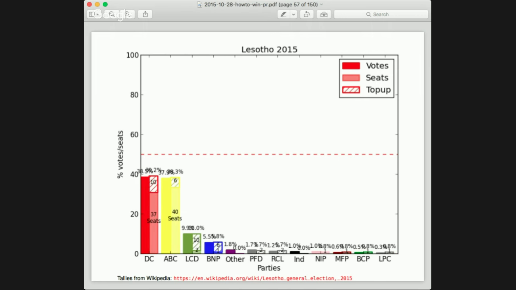Similarly, in 2015, they had another election, and you can see that it's a very similar story in the sense that now it's much more proportional, but more important for Lesotho, there's some opposition. It's not all one party anymore. There are coalitions in this government.